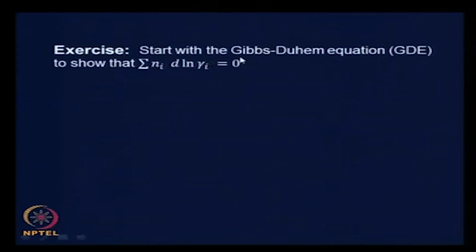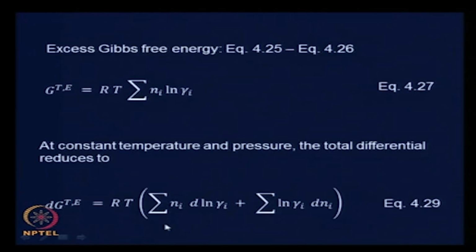Start with the Gibbs-Duhem equation, which I will abbreviate as GDE, to show that the sum over N_i d ln gamma_i equals 0. How is it relevant here? Remember the previous equation, the sum over N_i d ln gamma_i. We are going to show that this term goes to 0.